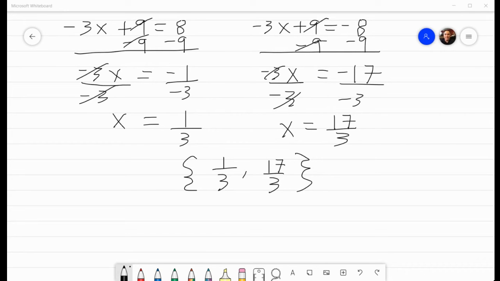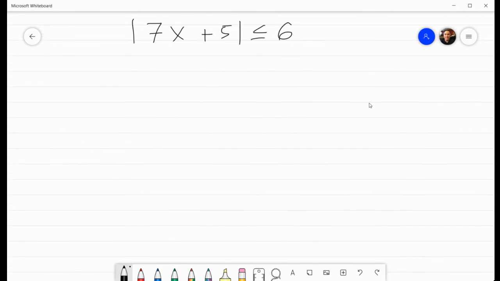So now we're going to have the absolute value of 7 times x plus 5, less than or equal to 6. In the past, I've actually taught how to handle the case when absolute value is greater than something. For time consideration, I'm not going to do that though.